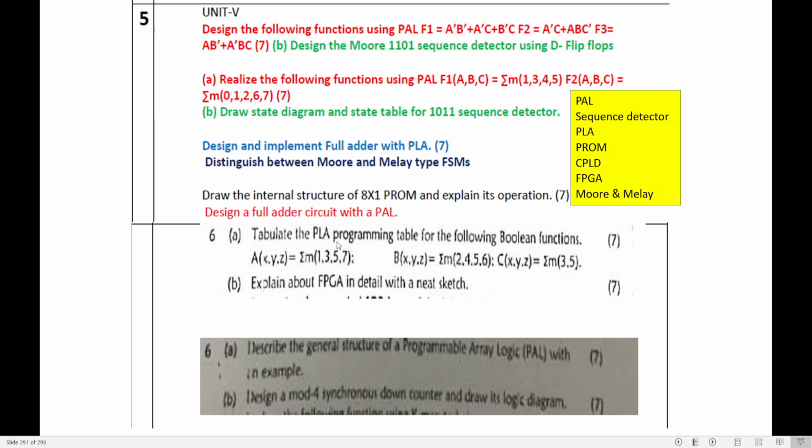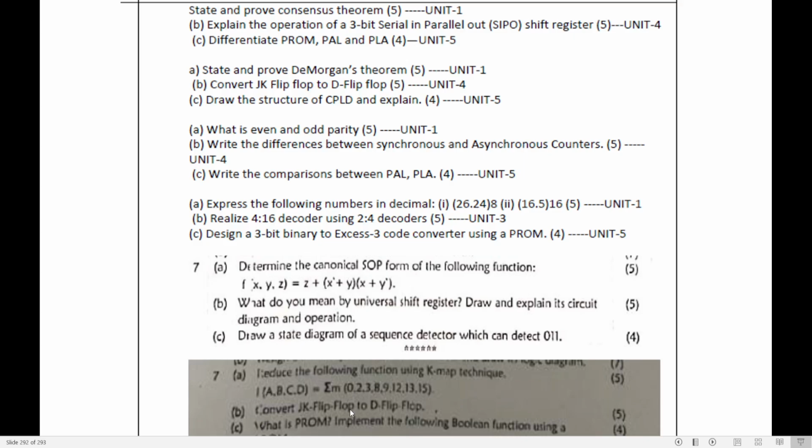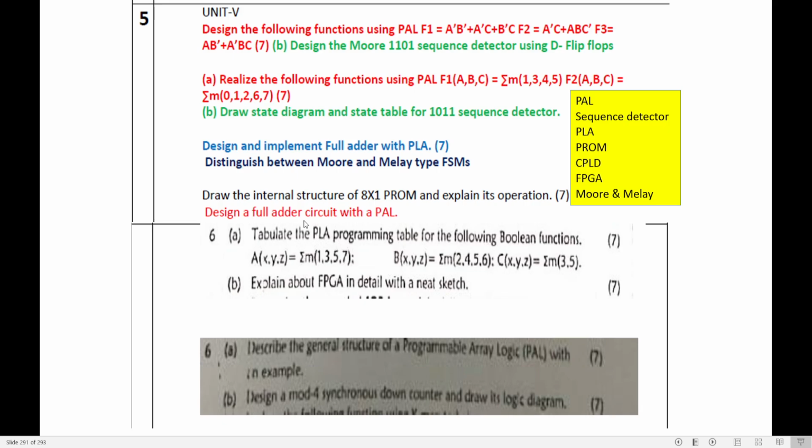Okay. And next, can you see he has asked about PLA. And here he has asked about FPGA. And here he has asked about CPLD. So these are the most important questions that you can see. So the Unit 5 take home is don't miss PAL, PLA, PROM, simple CPLDs, and don't miss sequence detector, FPGA and CPLD. These questions are most repeatedly asked.